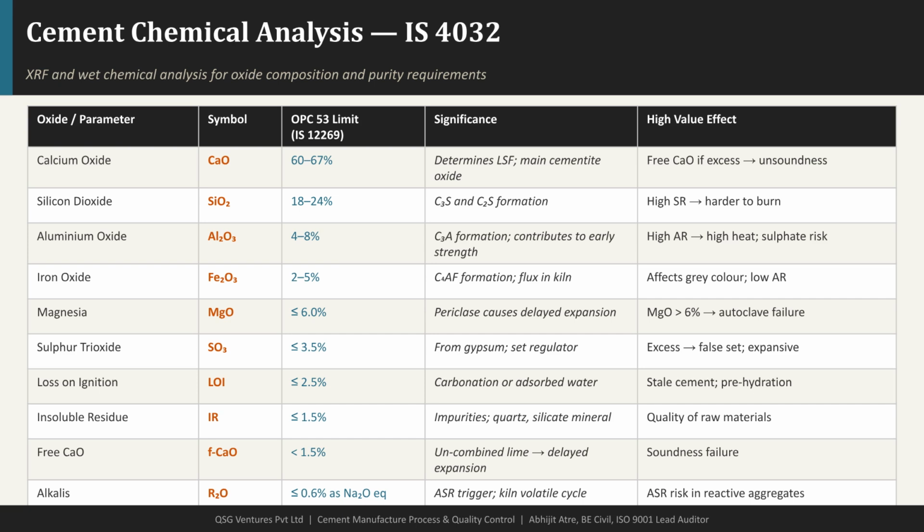Cement chemical analysis according to IS 4032 is essential, typically performed using XRF. Key oxides like calcium, silicon, aluminium, and iron are monitored within specific limits. Parameters such as magnesia, sulfur trioxide, loss on ignition, insoluble residue, free CaO, and alkalis are also tightly controlled due to their potentially high effects on cement quality and durability.